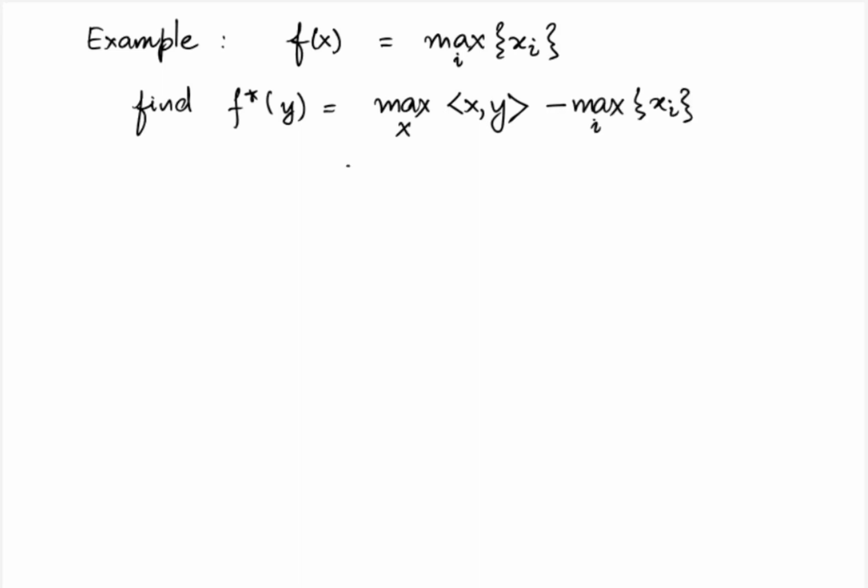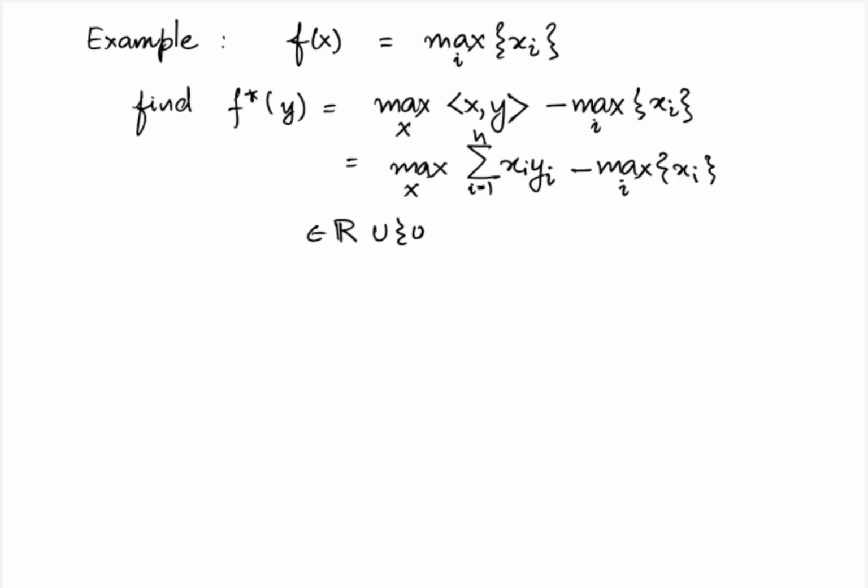And here, since x is in Rn, the inner product can be explicitly written so that we have the sum over i of xi yi minus max over i of xi. Before we begin, note that this is an unconstrained maximization problem, so there are only two possibilities. Either the result will be finite or it will be infinity.